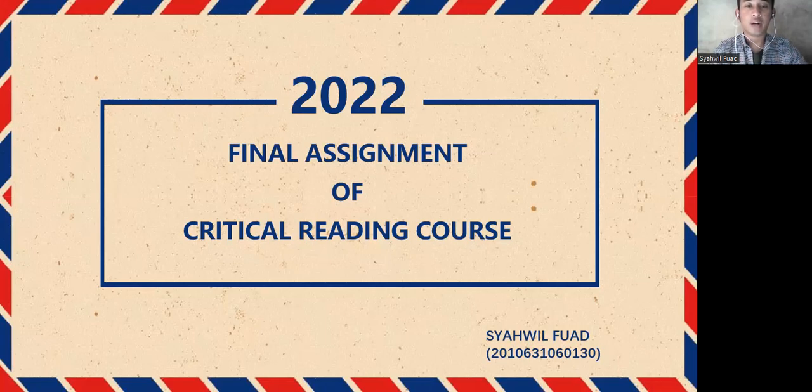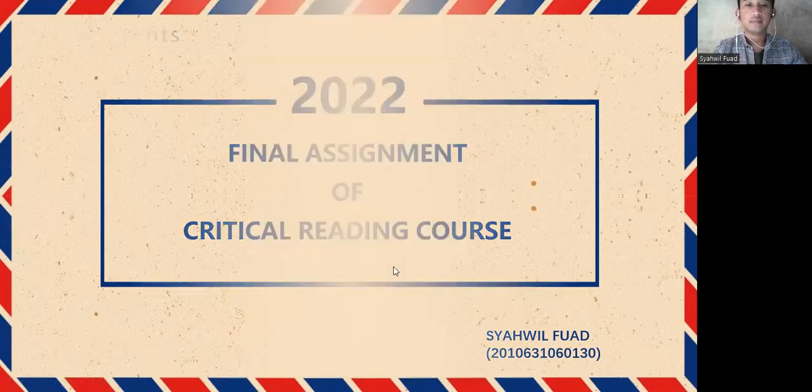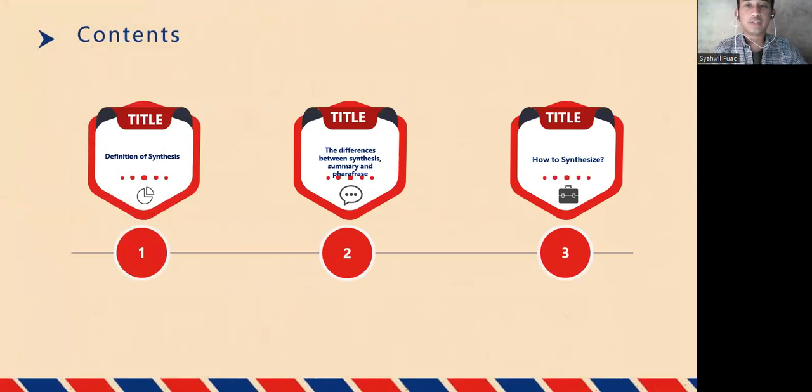My name is Syahwil Fuad. I am from class 4F. I make this explanation video to complete the final assignments of critical reading course. Here are some things that I would like to explain in this explanation video. The first one is the definition of synthesis. The second one is the difference between synthesis, summary, and paraphrase. And the third one is how to synthesize. Also, I would like to give an example of the synthesis in this video as well.